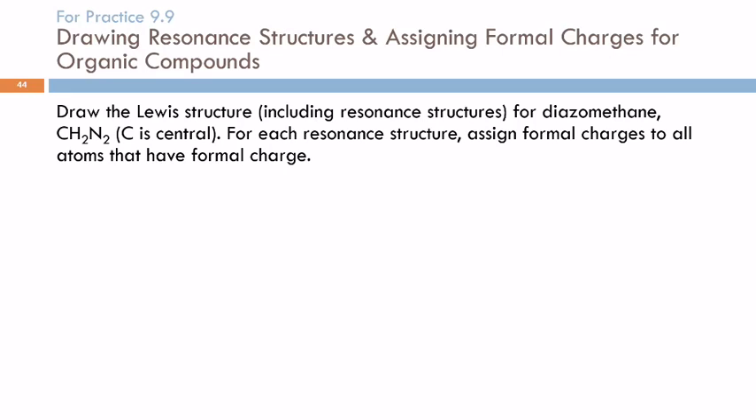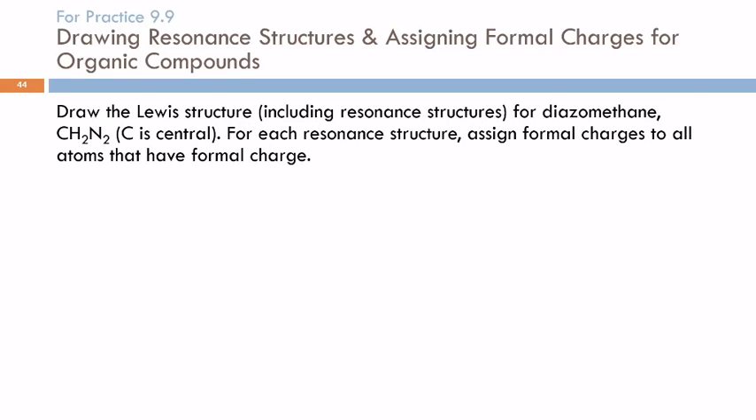Okay, let's do this one. Draw the Lewis structure, including resonance structures for diazomethane, CH2N2, and it says that carbon is central. For each resonance structure, assign formal charges to all atoms that have formal charge. Because it gets a little tedious with all the little numbers writing in, if an atom does not have a formal charge, if its formal charge is 0, often we'll just not write anything, and we'll just write the ones that have a positive or negative formal charge.